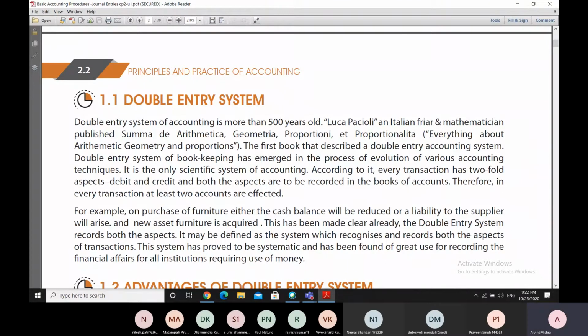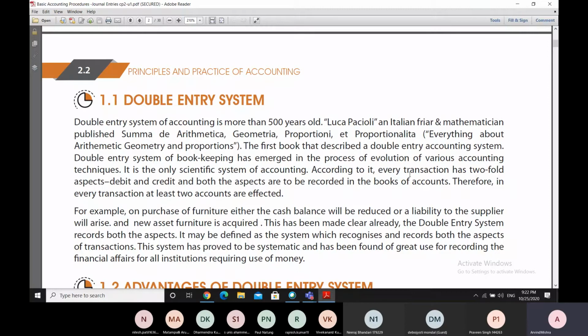So Luca Pacioli, he published this book called Everything About Arithmetic, Geometry and Proportions. And this is the first book that described the double entry accounting system.